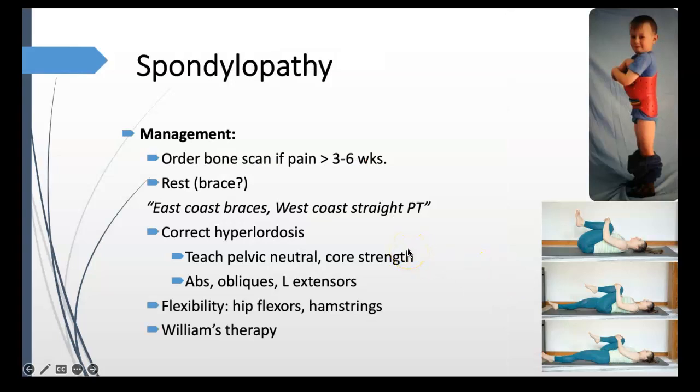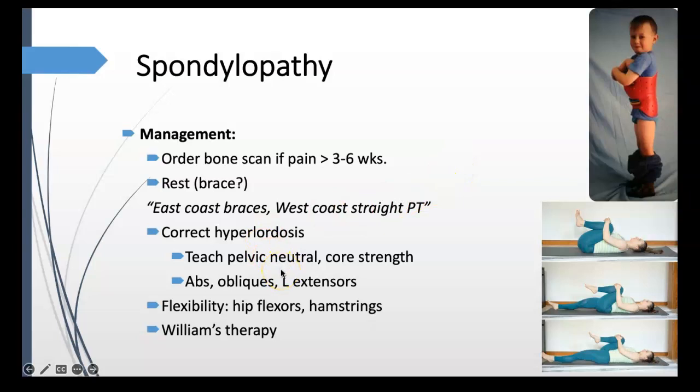If a patient comes in and has that positive stork stance, then we're going to order a bone scan if the pain has lasted between 3 and 6 weeks, and then we're going to brace them. And so there's this extension brace, which is just terrible to wear because they cannot get into an extension moment at all.